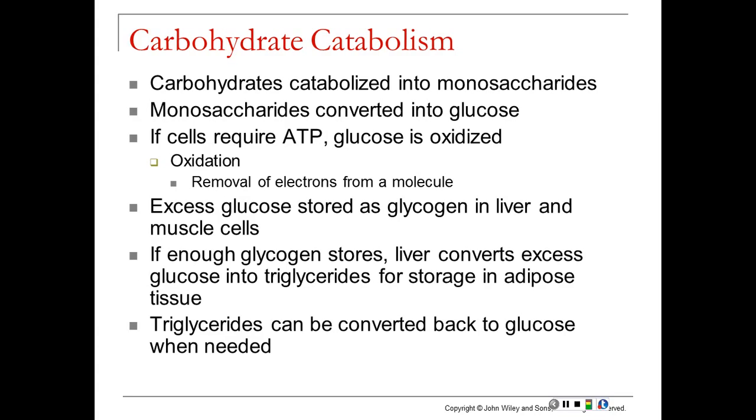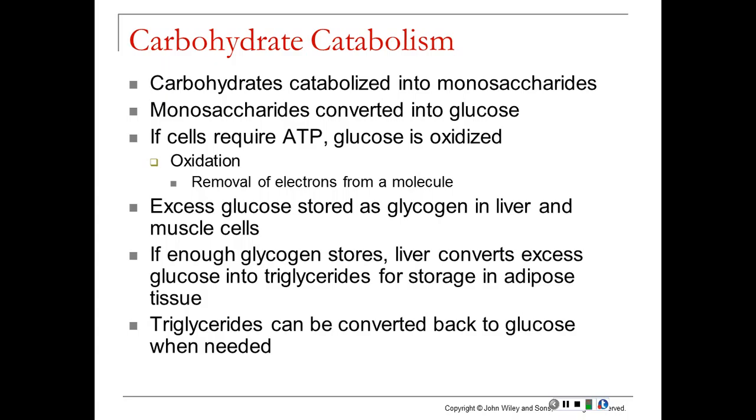Let's talk about carbohydrate catabolism, or the breakdown and digestion of carbohydrates. So carbohydrates are catabolized into monosaccharides or simple sugars. Ultimately, they're converted into glucose. If the cell requires ATP, glucose is oxidized. Oxidation is when the electrons are removed.